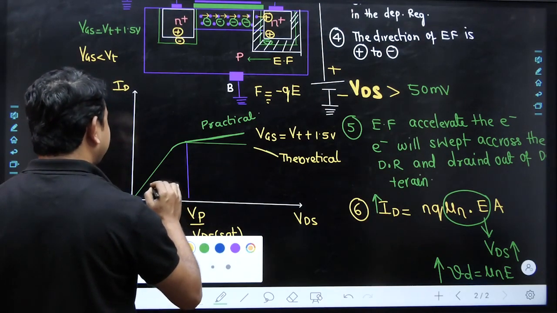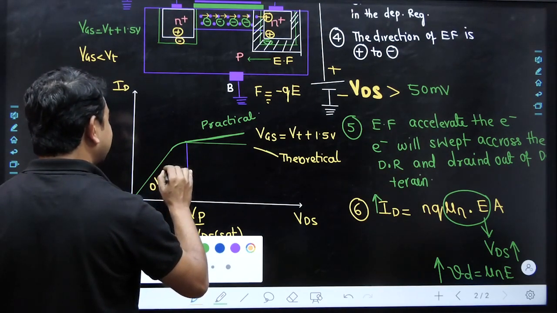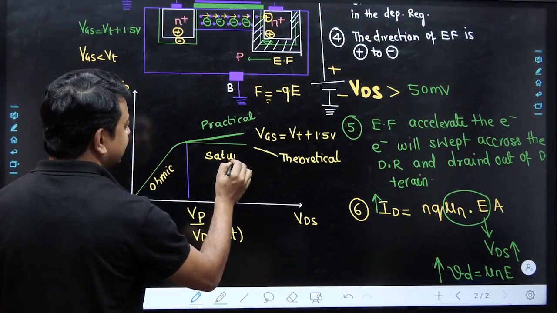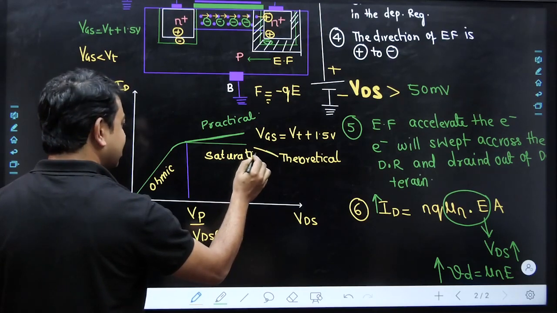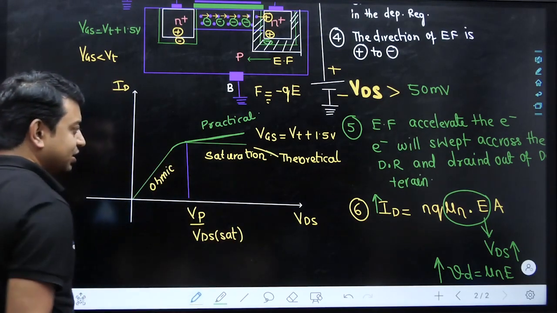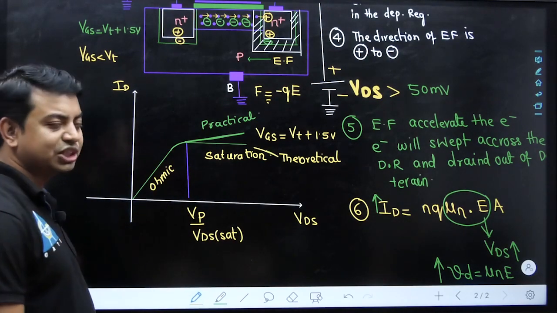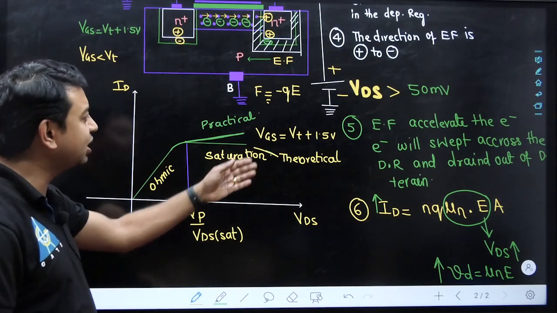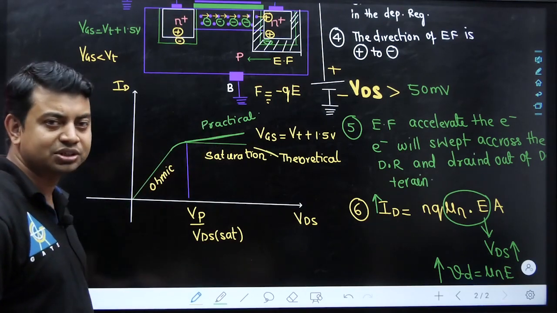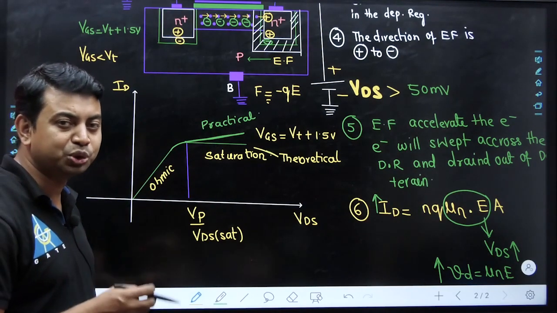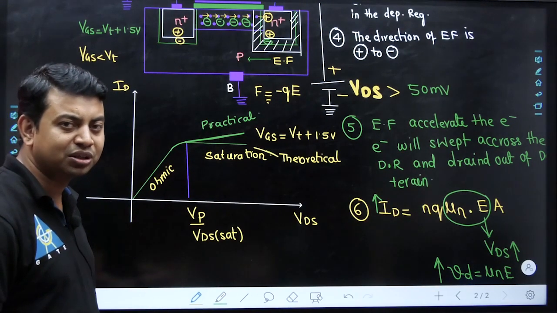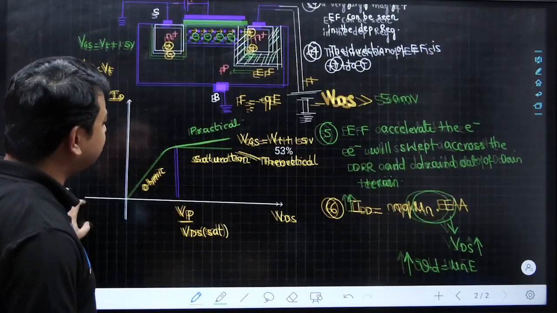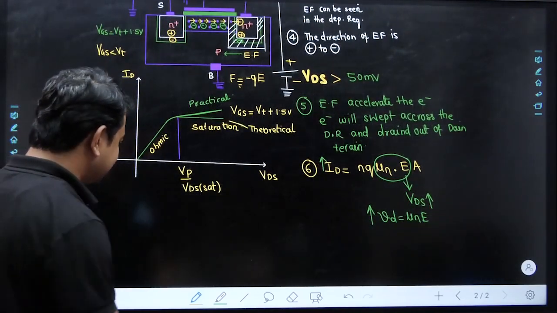So I have already said that this particular region is known as the ohmic region. This region is known as the saturation region. And we have seen that the saturation region can be understood by two things. One is the theoretical concept, one is the practical concept. Which concept we have to choose depends upon the question. Okay. So right now I want to add an equation here.